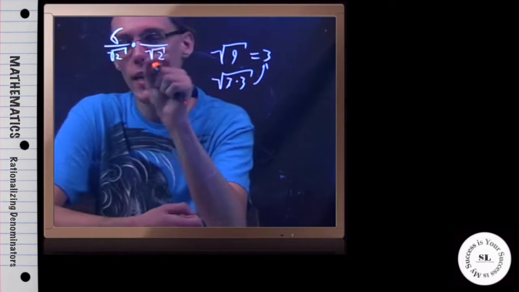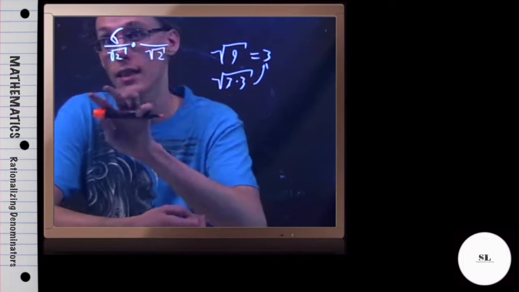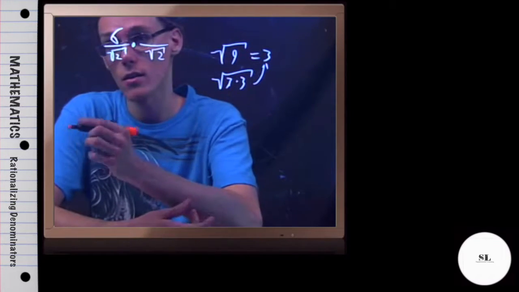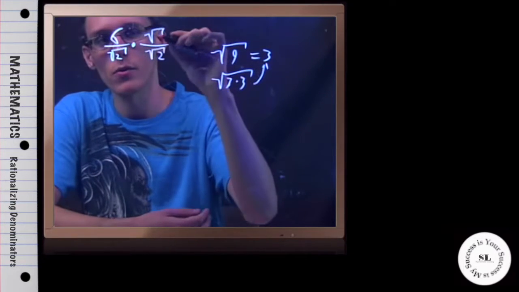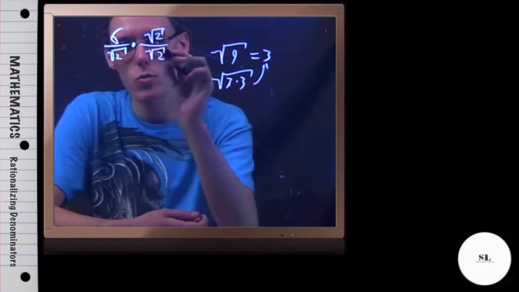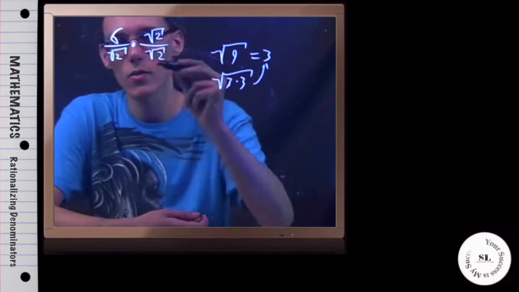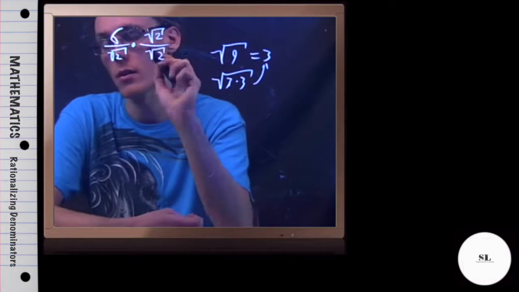But I can't just randomly go multiplying little pieces and bits of a number I have by anything I like and not changing it. So to keep it the same, I would also multiply the top by the square root of 2. Because now, overall, when I do this, I'm really just multiplying by 1. Remember how anything over itself is 1? So I'm not actually changing it, I'm just changing what it's going to look like.